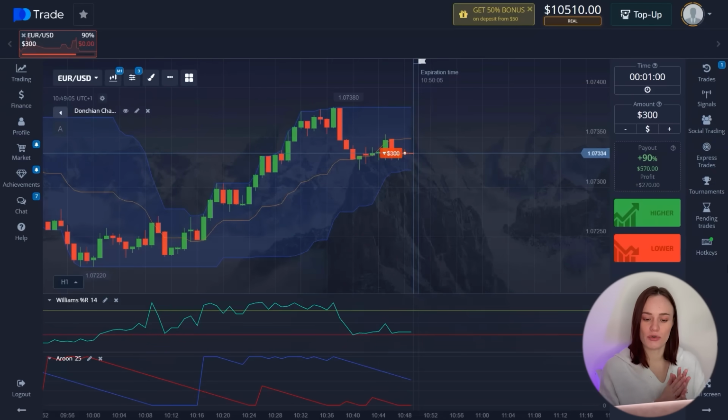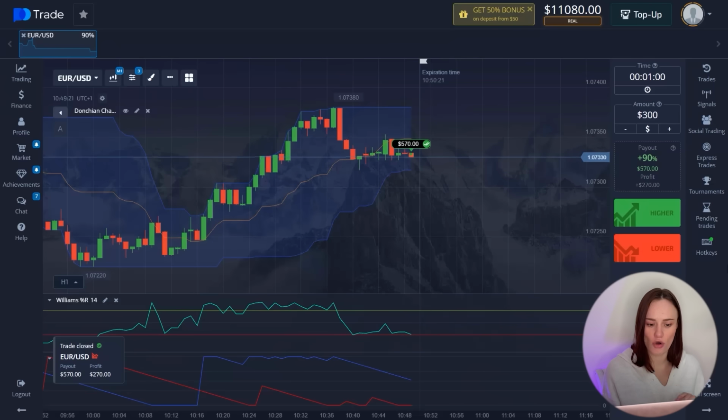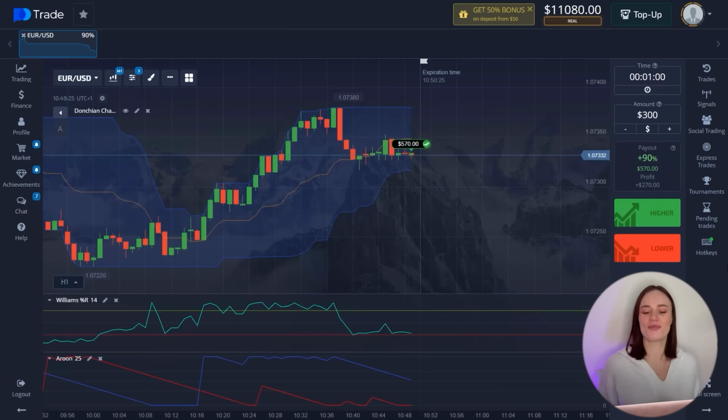To reduce the number of false inputs, it's necessary to use additional confirmation factors. Trading only by trend and filtering by moving averages is best suited. And we have another completion of the transaction and $270 profit. So this concludes the trading session.